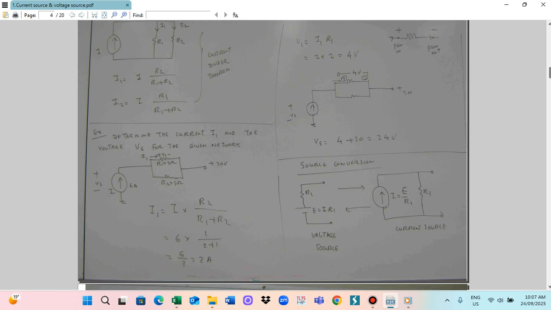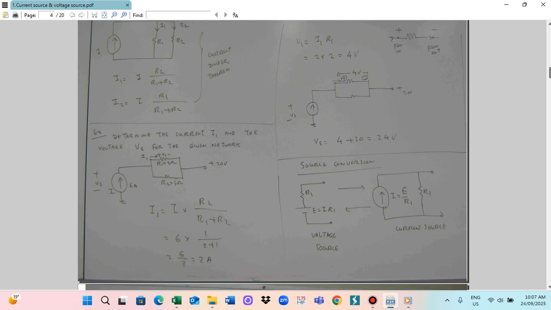After you get I1 as 2 ampere, I1 multiplied by R1 gives you V1. So V1 is equal to I1 multiply R1. I1 is 2, R1 is 2, so you get 4 volt. So V1 is 4 volt.